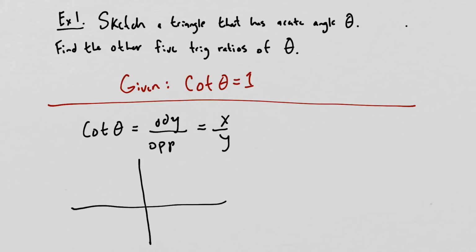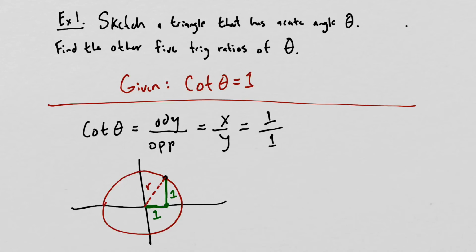Let's draw a picture to keep everything in order. Here we have our unit circle. Here we have our point. And we're given that this cotangent theta is going to be equal to 1 divided by 1. So we'll move over 1 unit in the x direction, and then 1 unit in the y direction. Then we have a line connecting the point on our circle to the origin, given by r.